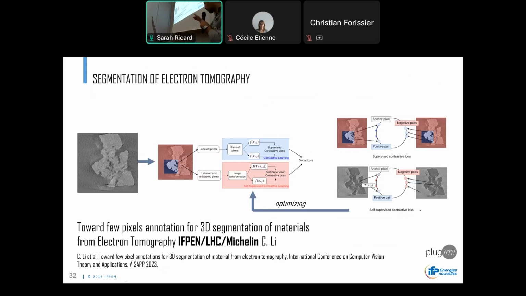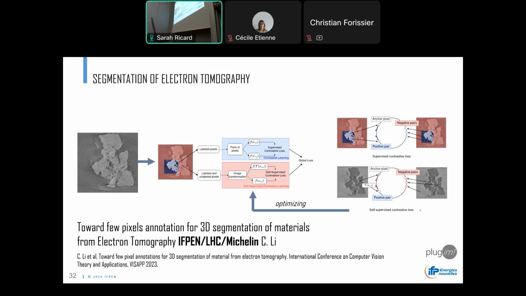It's the work from Cyril Lee. It's work on 3D. We had some question previously concerning 3D. Here we tackle the problem of the segmentation of 3D volumes obtained with electron tomography. If you know tomography, it's not X-ray tomography, standard tomography. It's a tomography obtained with transmission electron microscopy.